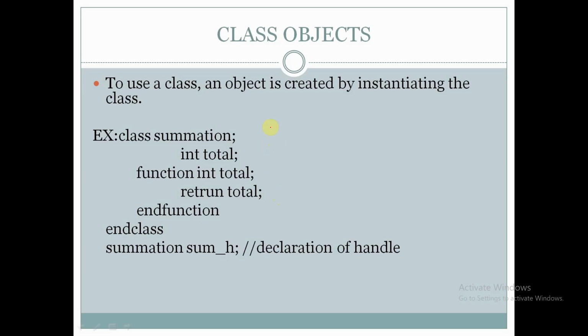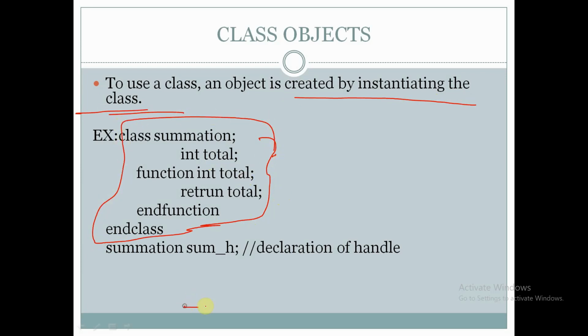Class objects. To use a class, an object is created by instantiating the class. For example, let us take a class called summation and it has a function. So for this class, we are creating a handle. The creation of a handle syntax is as follows. We have a class name followed by the name of the handle. sum_h is the name of the handle. This is not an object, this is a handle of a class.